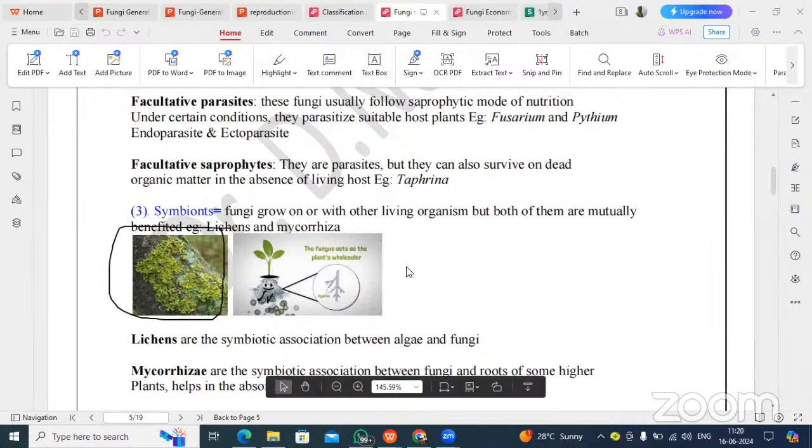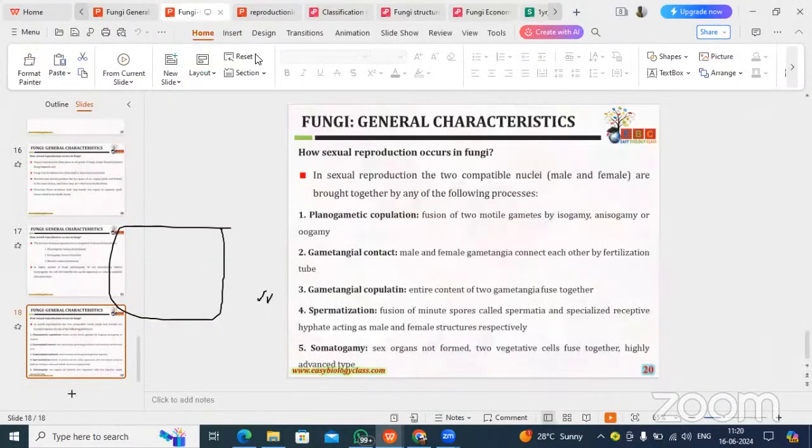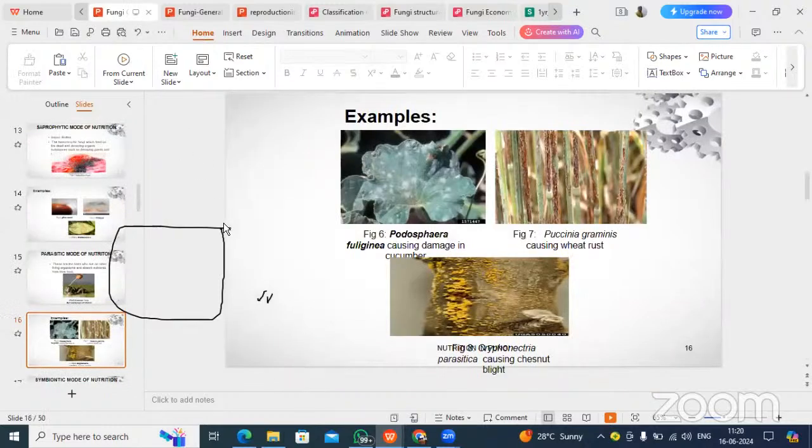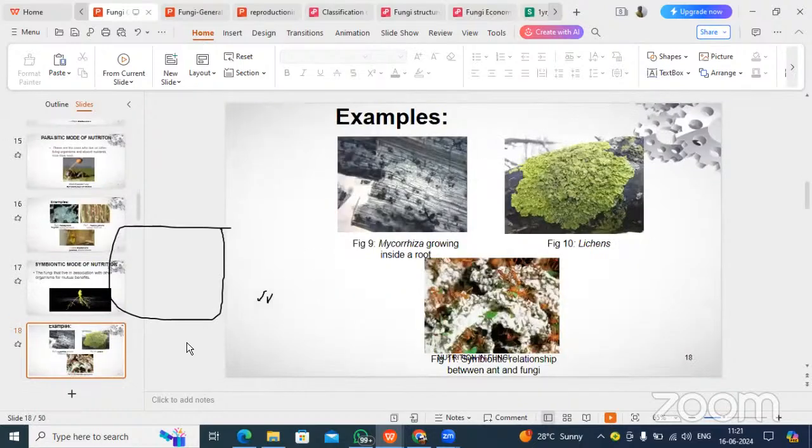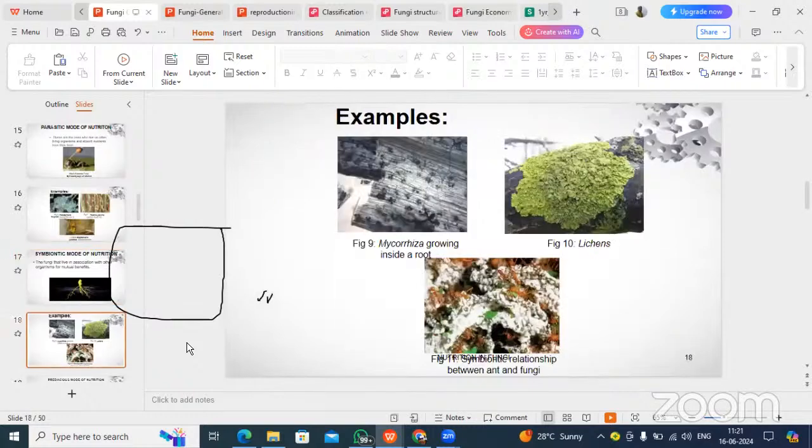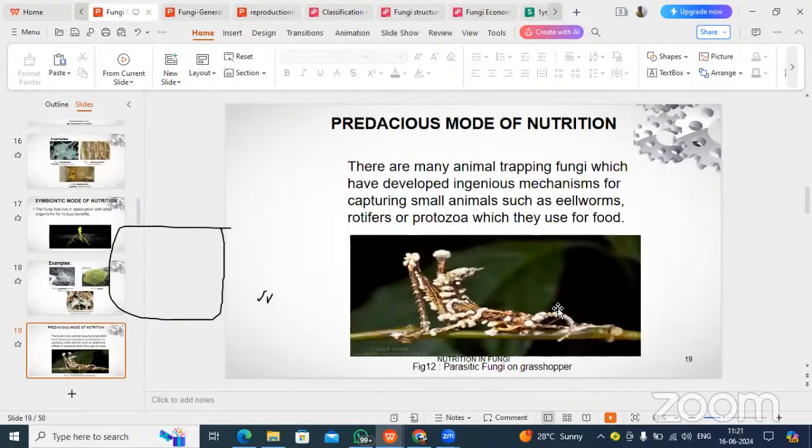One more type is the predator type. The symbiotic types we already discussed: you can see the mycorrhiza growing on the roots and the lichens growing on the bark, stem or rocks. And then the predaceous mode of nutrition, which means it grows on animals such as worms, rotifers, and protozoans.